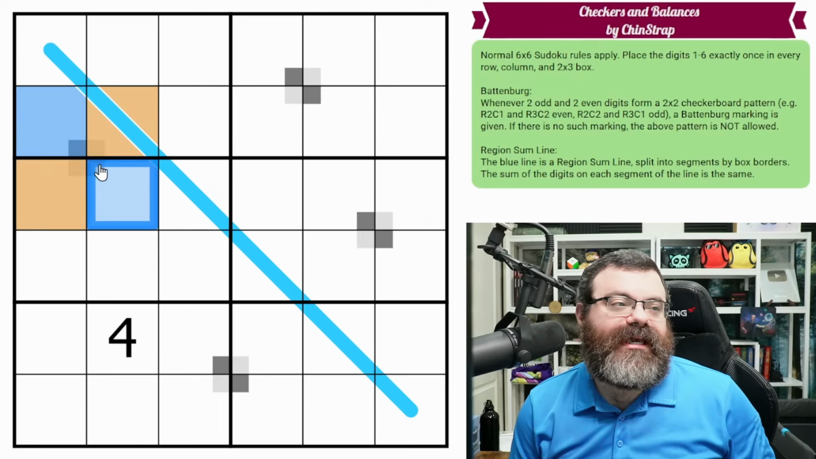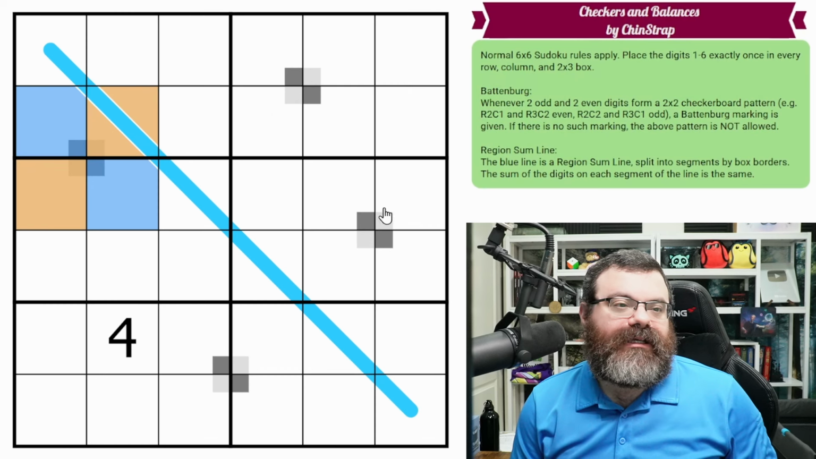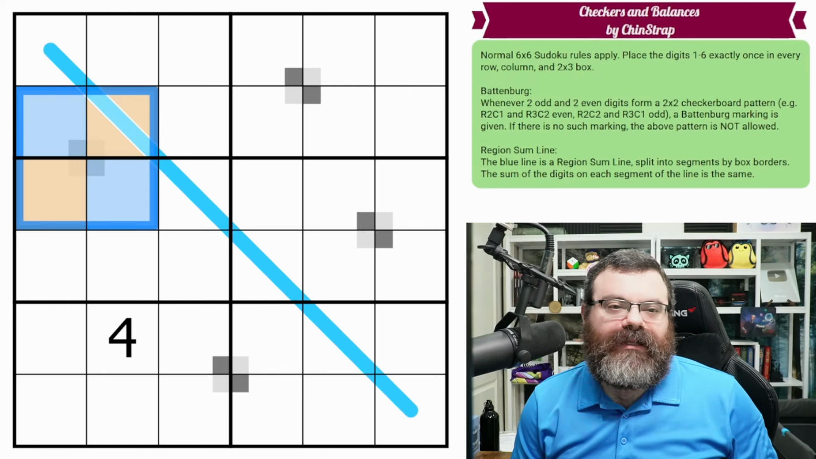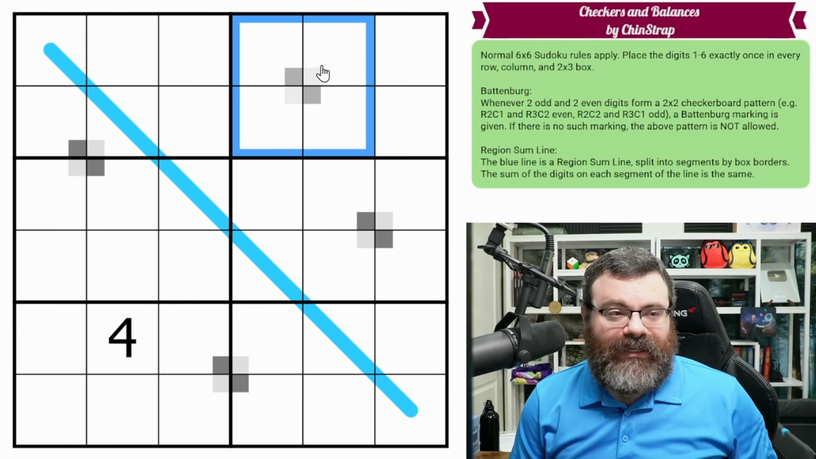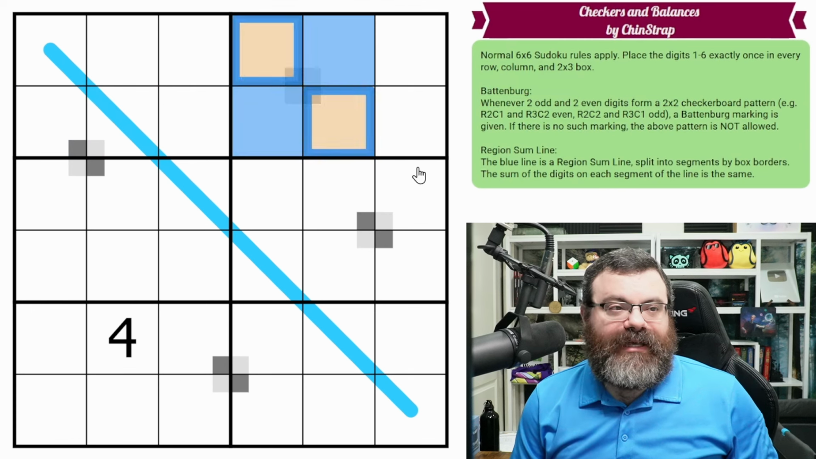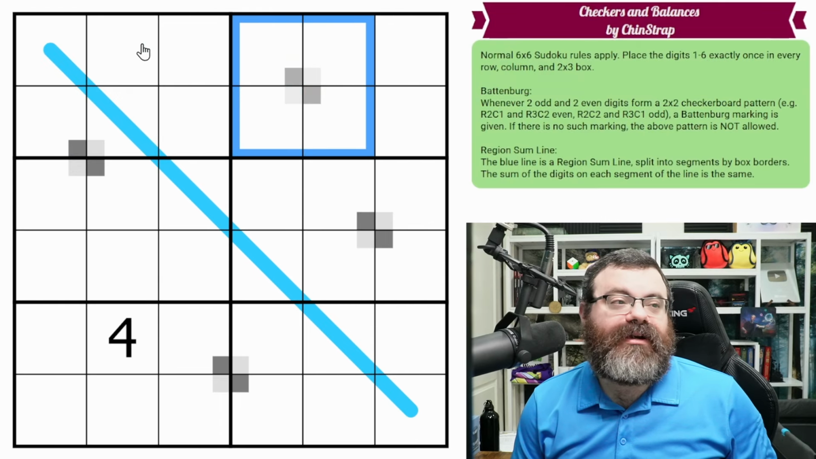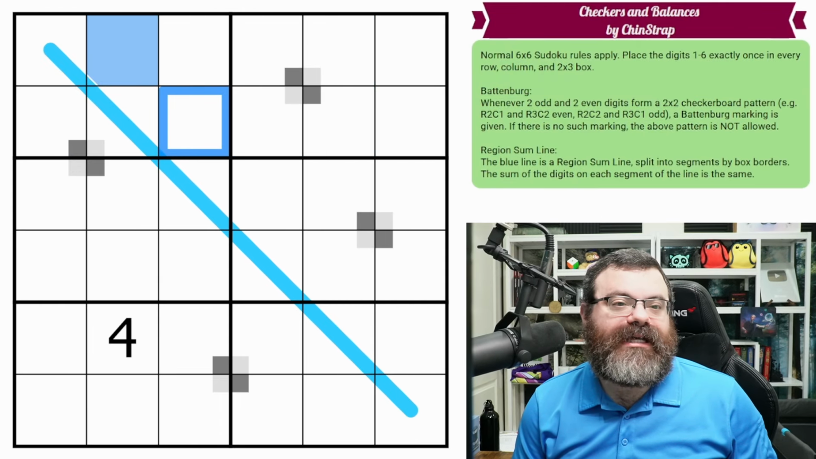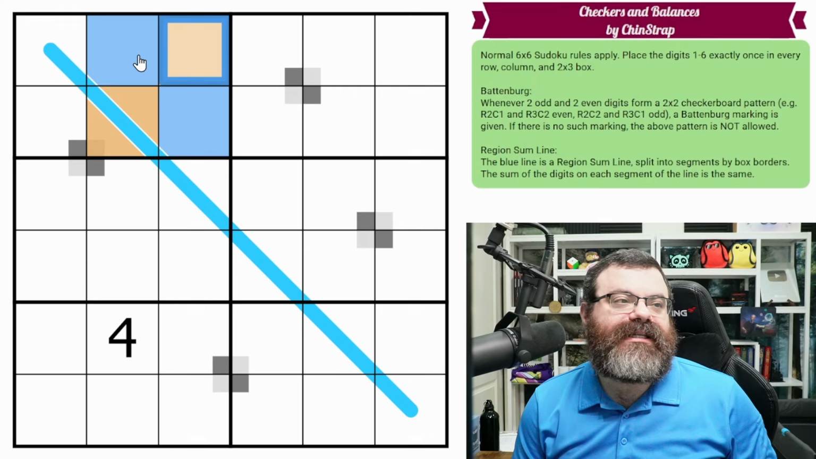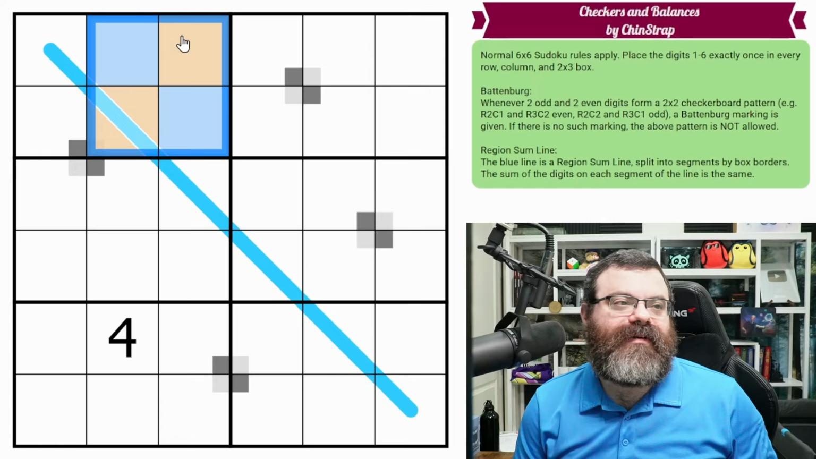Whenever that happens, we get this marking at that corner. So wherever the marking happens, we have a Battenberg pattern of some kind. Wherever the marking doesn't happen, we are not allowed to have a Battenberg pattern. So this would be disallowed. Two evens and two odds like this, forming a checkerboard pattern, also called a Battenberg. There is no symbol there, so we're not allowed to do that.